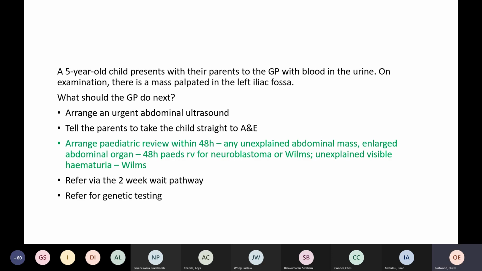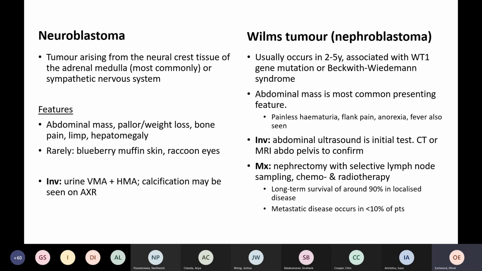So this is a red flag. Basically, when you have an abdominal mass you're thinking about either neuroblastoma or Wilms, and you don't want to wait 2 weeks. You want 2 days for any kind of child cancer presentation. So for this abdominal mass, or for your heme cancers, you would look to do a 48-hour FBC, unless they've got hepatosplenomegaly, then they go straight to a pediatric review. So I'll just go through some of those cancers quickly now.